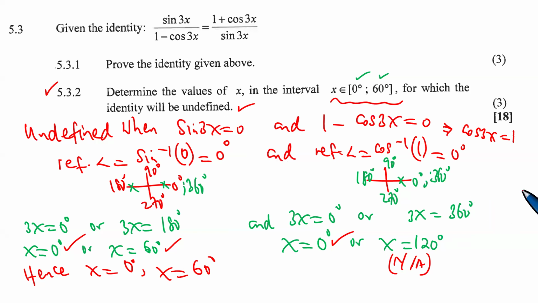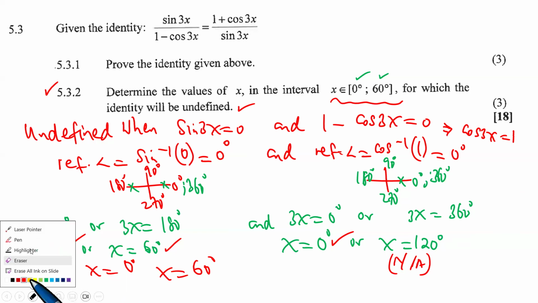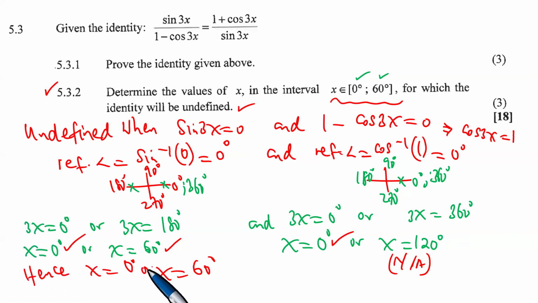Okay, so that's the final answer. X is 0 or X is 60 degrees? Can you even write like that? Can you even write X is 0 or X is actually exactly 60 degrees? Yeah, that is the answer.